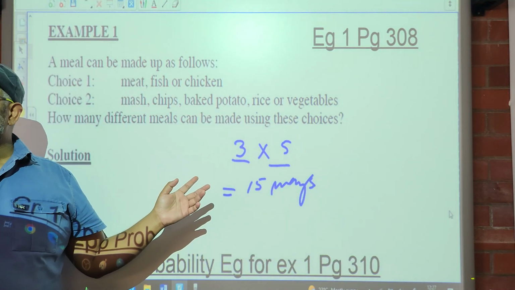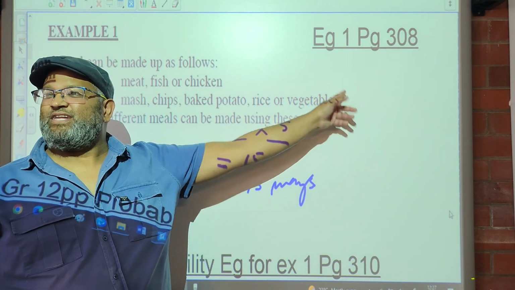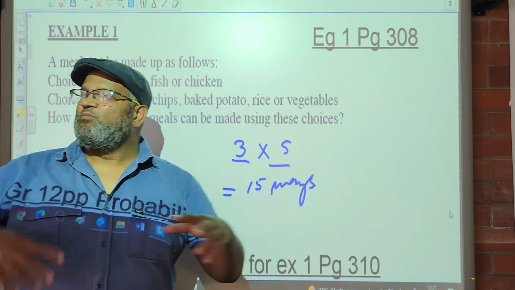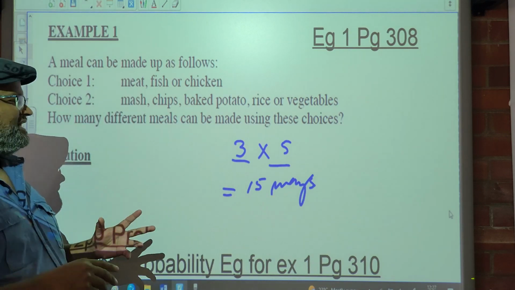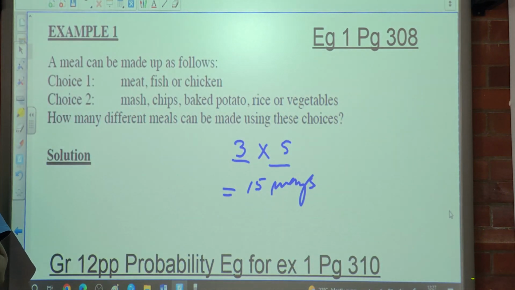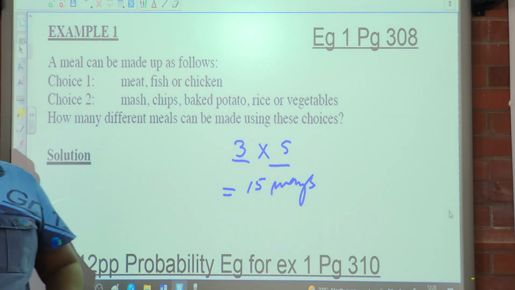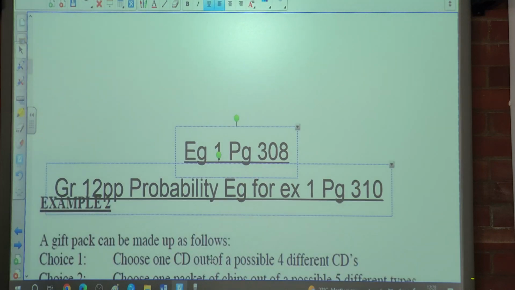You guys understand? Imagine there was another option here. It would be 6, which would have been 18. If there was another option, it would be 7, which is 21. So the more options there are, the more different meals can be made up. So the idea is not to write it all out and count it out. The idea is to have a shortcut. And as we indicated initially, that shortcut is called the fundamental counting principle. Okay? You guys understand? Okay, we'll do example 2 now. Alright. So we're looking at example 2.